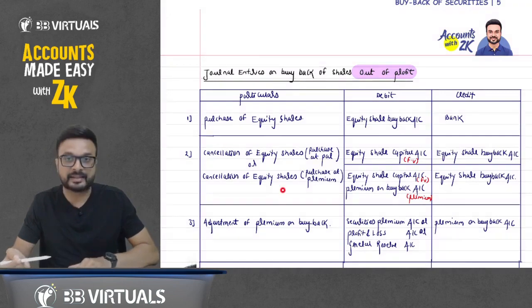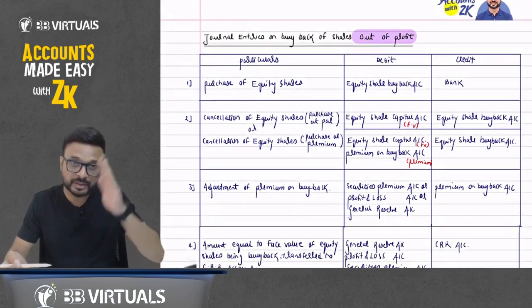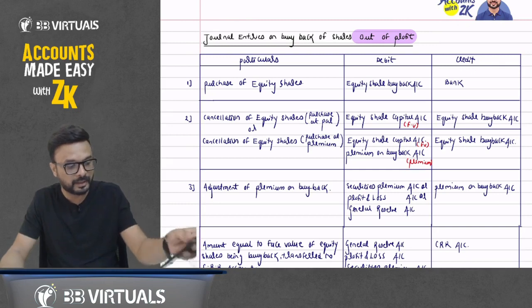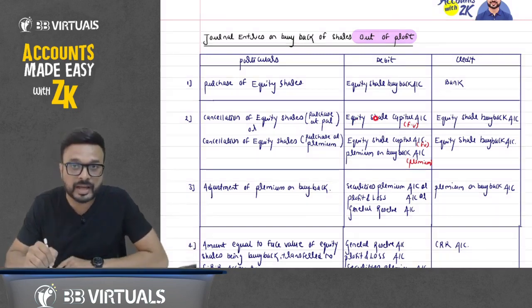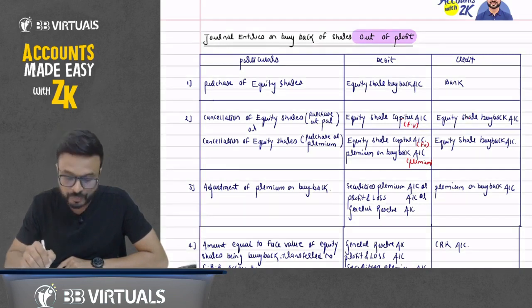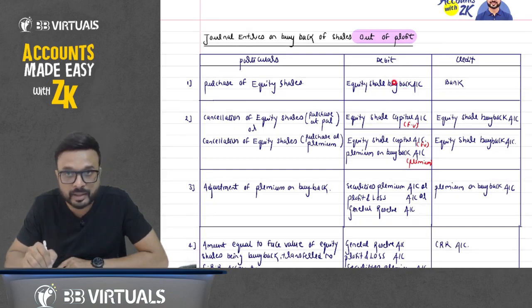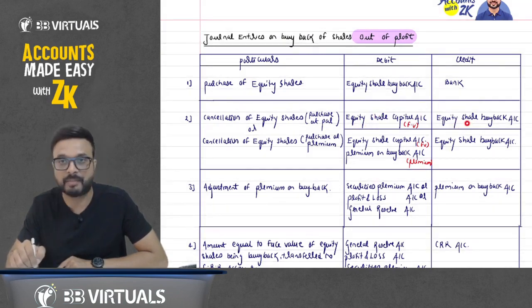Now we have to cancel it. So when we do the cancellation, share capital will decrease. Decrease in capital, debit. So equity share capital account debit to equity share buyback account. When you purchased it, you debited the equity share buyback account, and then you have cancelled it. So first you debited and then you credited here. So decrease in capital, equity share capital account debit to equity share buyback account.